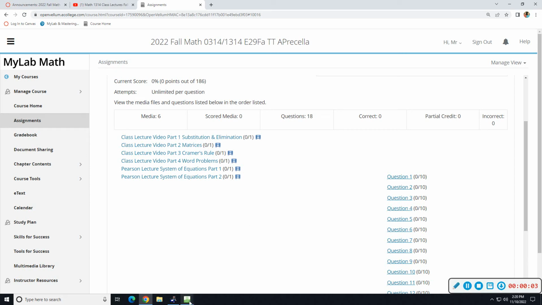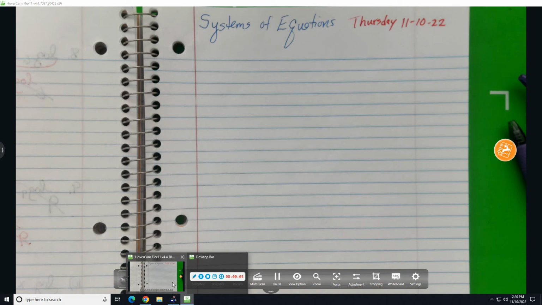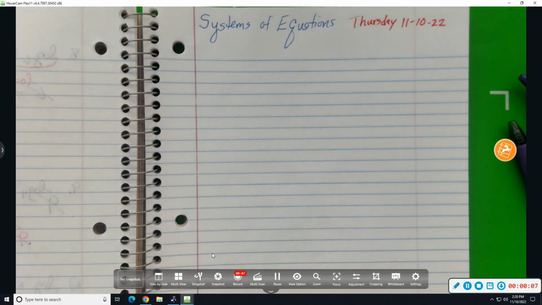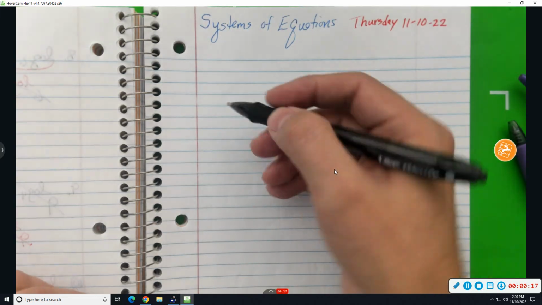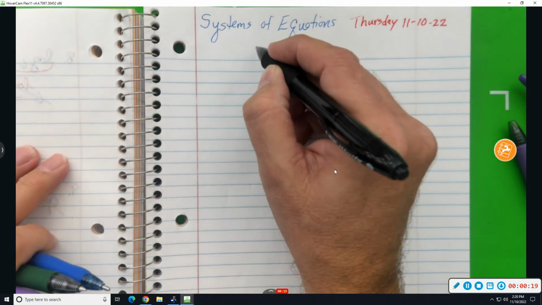Good afternoon. Today we're going to be looking at systems of equations, matrices, determinants and Cramer's rule, which probably means nothing to them. This is a long assignment. So what we're going to be looking at today are finding points of intersection.